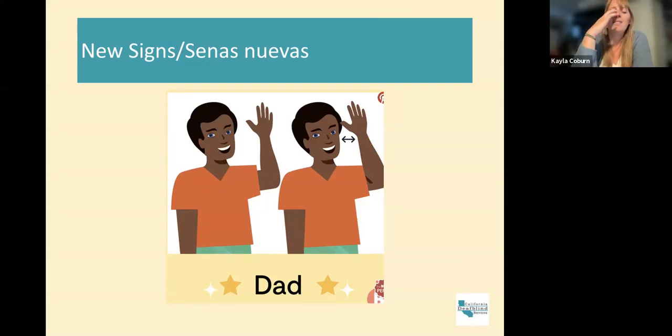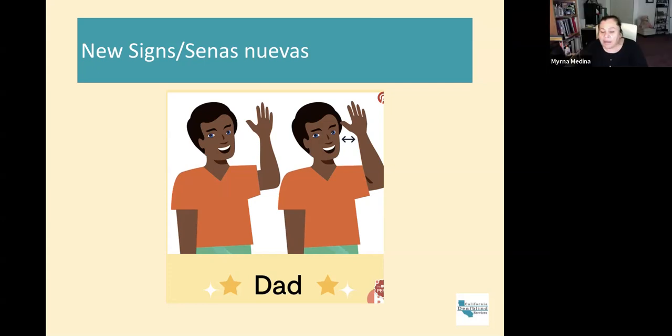For women and men's signs, the difference is the location. Women are below the nose and men are above the nose. Para los hombres y las mujeres, ellos tienen su destinación. Para las mujeres es abajo de la nariz y para el hombre arriba de la nariz.